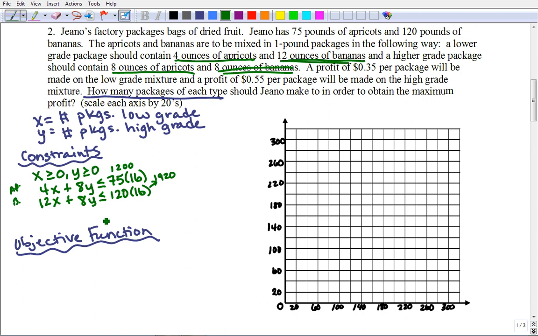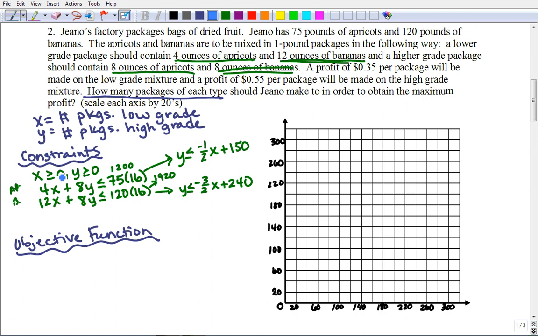Okay, and then that's all of the information we have so far. So we need to go ahead and solve these for y. If I take this first one and I solve it for y, I will get y is less than or equal to negative 1/2 x plus 150. Then if I take this other one and solve it for y, I'll get y is less than or equal to negative 3/2 x plus 240.